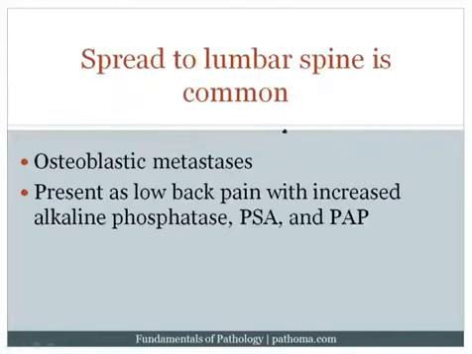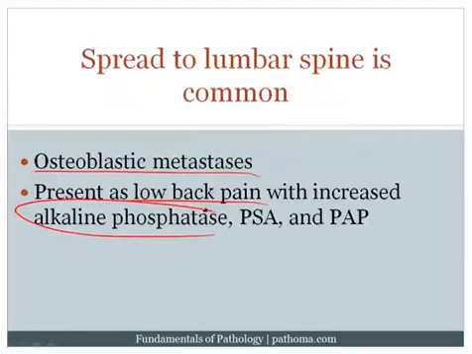One of the important things about prostate cancer is that it often likes to spread to the lumbar spine. When it spreads to the lumbar spine, it produces osteoblastic metastases, such that rather than getting lytic punched-out lesions, you get these sclerotic lesions of the bone. Now, this would present with low back pain, and the alkaline phosphatase would be increased. Again, alkaline phosphatase is a sign of osteoblastic activity, indicating that bone is being laid down, and we're well aware of the fact that we get osteoblastic metastases with prostate cancer.